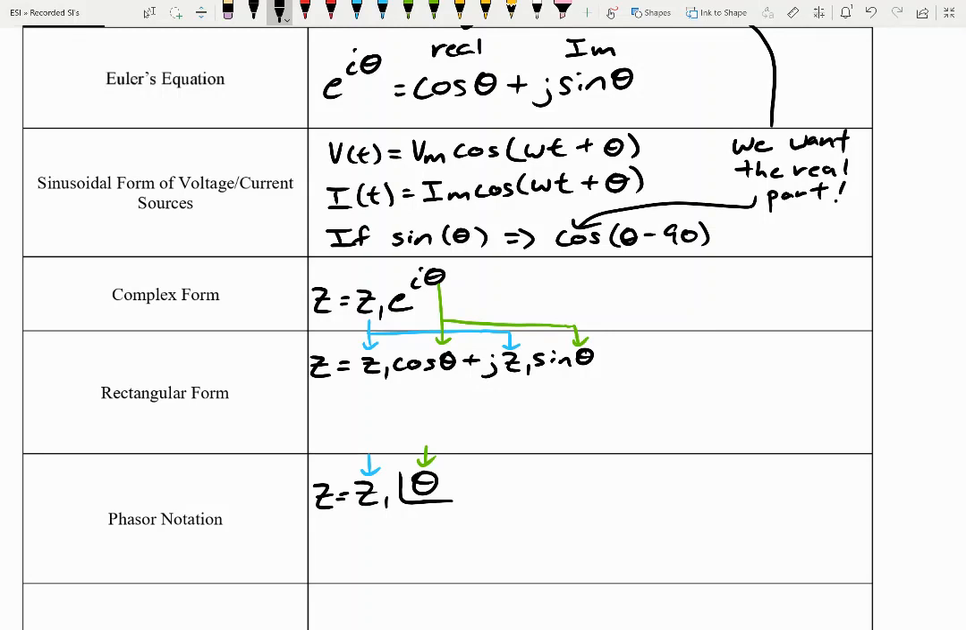How do we get to a phasor form or complex form from rectangular? All we have to do is say z1 is equal to the square root of x squared plus y squared, which is just the magnitude of the rectangular form. To find the angle from rectangular form, we do tangent inverse of y over x. Just for quick clarification, that's x, and this is y.